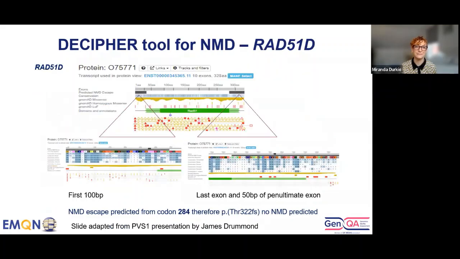Next slide, please. And very similar for the RAD51D gene. Again, zooming in on that last exon, you can see that NMD escape is predicted from codon 284. And so our variant from run 8 with a frame shift from 322, again, would have no nonsense mediated decay predicted. Next slide, please.